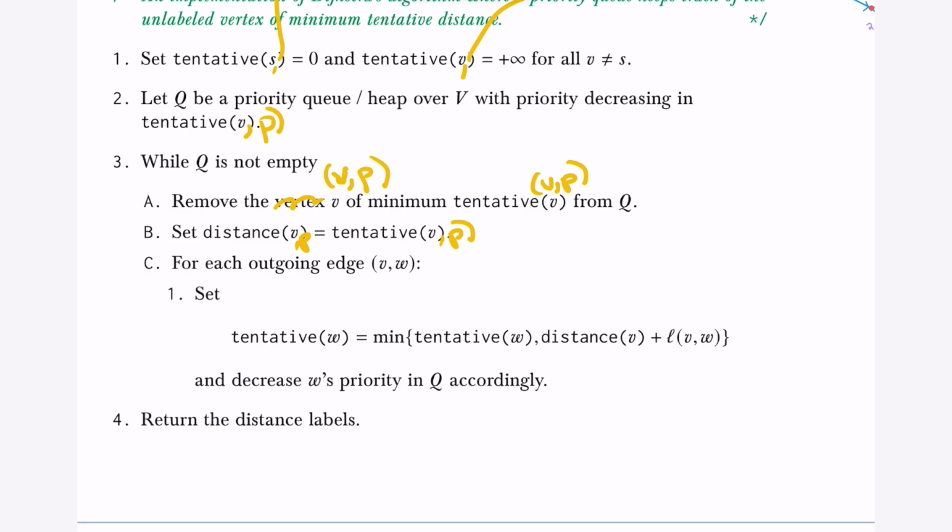And then now for each outgoing edge from v to w, I guess I'll let q be not p. I don't know if that makes sense. So even goes to odd and odd goes to even. And you would want to set tentative w comma q to be the minimum of tentative w comma q, or distance v comma p plus l of v w, something like this, and then decrease w comma q priority, something like this.